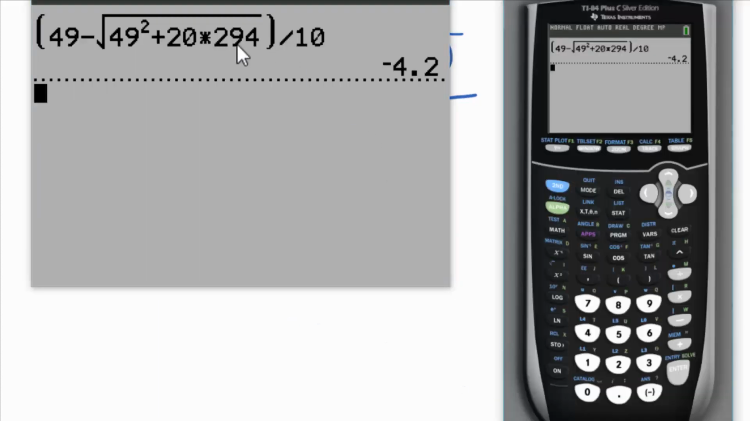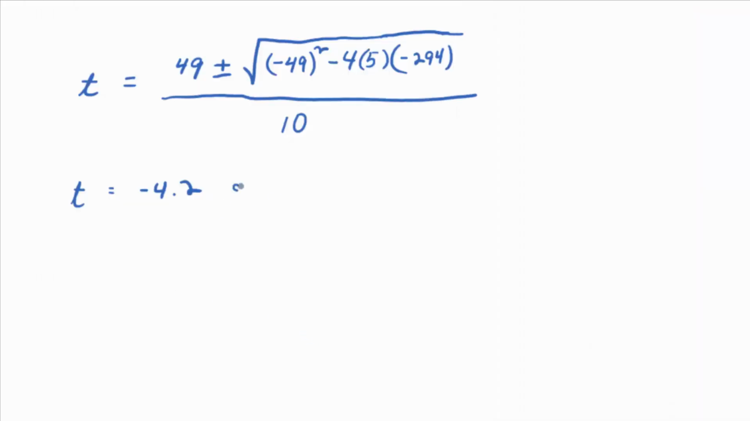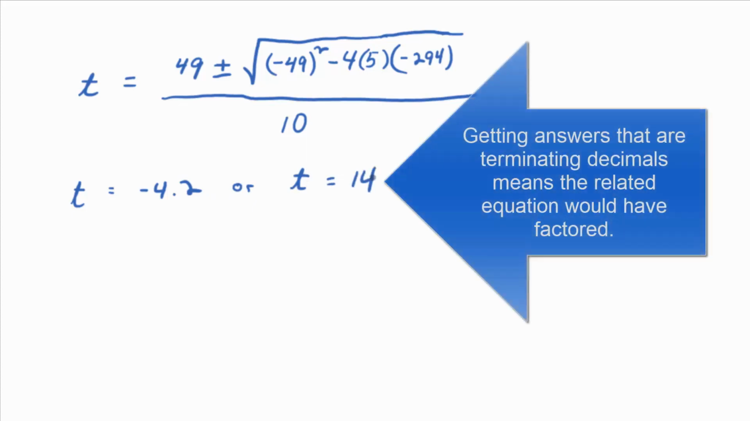Now, there is a fast way then to get the one with the plus. Just go second function, enter if you have a TI calculator, and then arrow over and change that minus to a plus. I'll get there eventually. Plus. So, okay, so we get 14 for that, or t equals 14. I can't believe that turned out nice. Okay, so we get t equals 14.